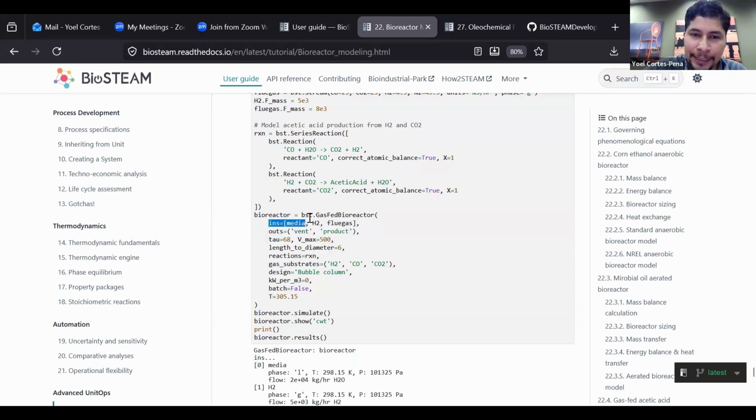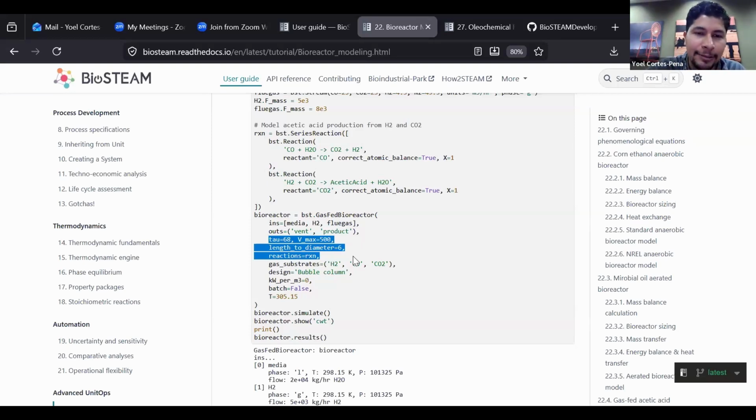The first one is always the media. The other ones are additional feeds. We have a set of assumptions regarding how we size the bioreactor. Now, for this bioreactor, the substrate is very important, right? We don't want to lose hydrogen in the vent. We want to maximize that mass transfer, maximize the consumption.